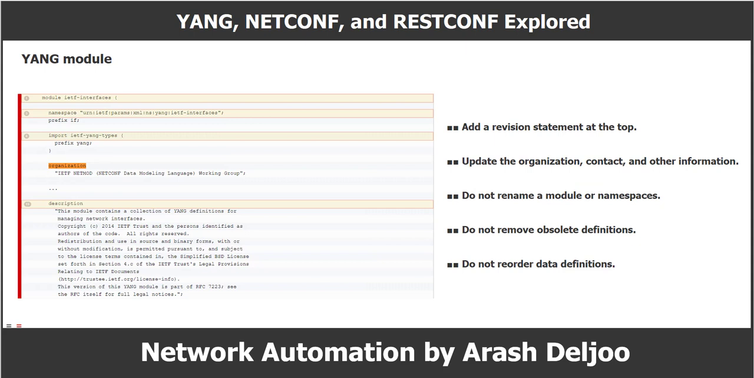When versioning Yang modules, consider the following. Add a revision number at the top, update the organization, contact, and other information. Do not rename a module or namespace. Do not remove obsolete definitions, and do not reorder data definitions. For example, in this Yang module, we have organization, and it is recommended to have a revision number at the top of the module, and also we should update the organization, contact, and other information. And also we should not rename a module or namespace, or remove obsolete definitions, or reorder, for example, data definitions.